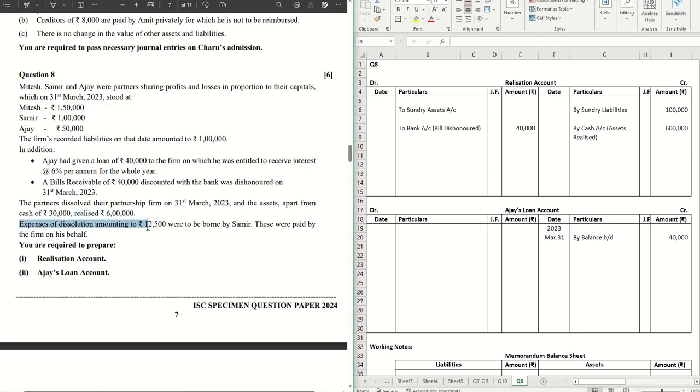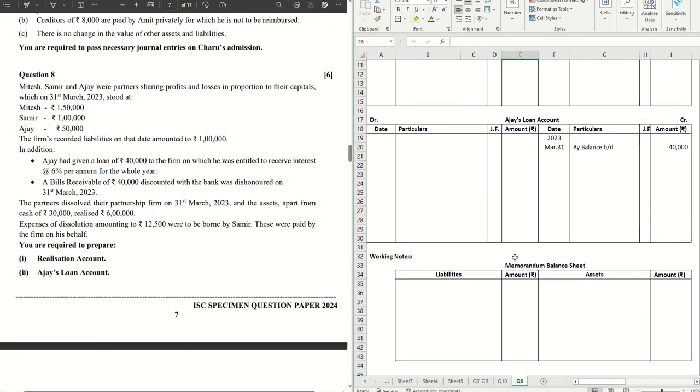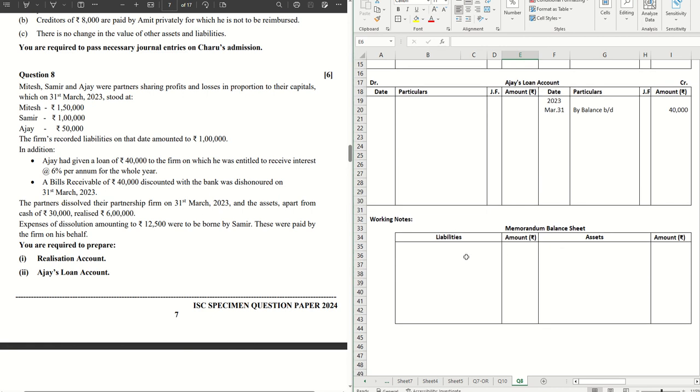Expenses of dissolution amounting to 12,500 were to be borne by Samir. These were paid by the firm on his behalf. For this, journal entry would be Samir's capital account debit to bank account. So neither of these two accounts are affected here. This wouldn't come here. Now what we do not have in this case is the sundry assets, which are missing. We do not know how much assets we had when this was transferred. For that, we have to prepare the memorandum balance sheet to find out the balancing figure of the assets.